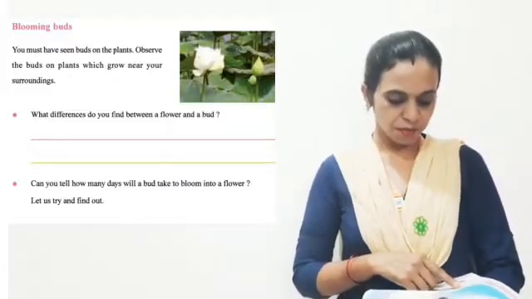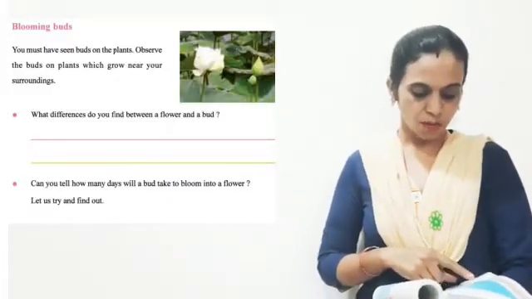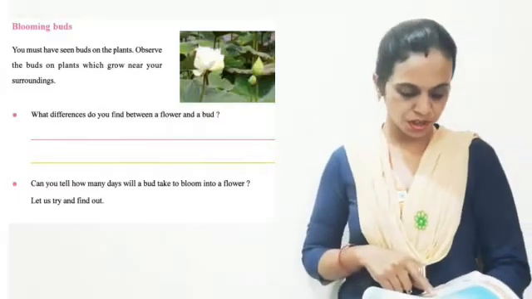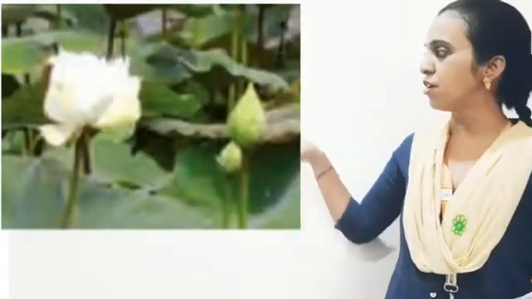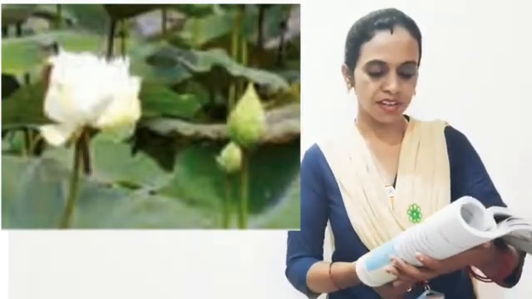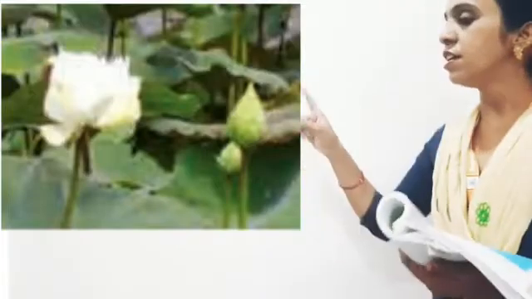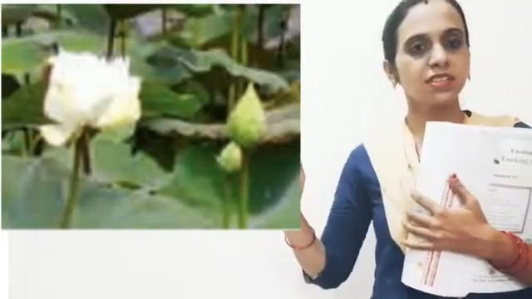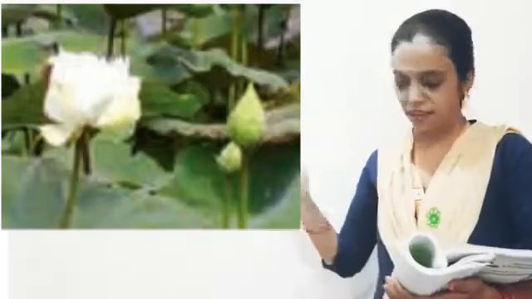You must have seen buds on the plant. Observe the buds on plants which grow near your surroundings. We can observe a bud near the picture of a flower. What differences do you find between a flower and a bud? क्या difference हमको दिखता है? The flower is an open structure and the bud is a closed structure, as given in the picture.